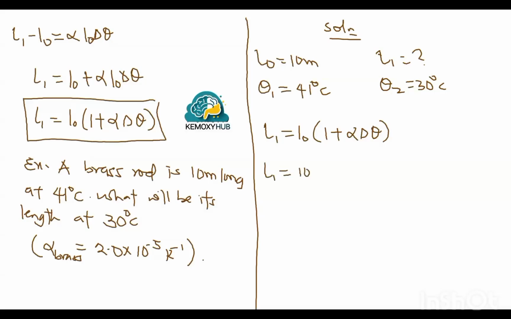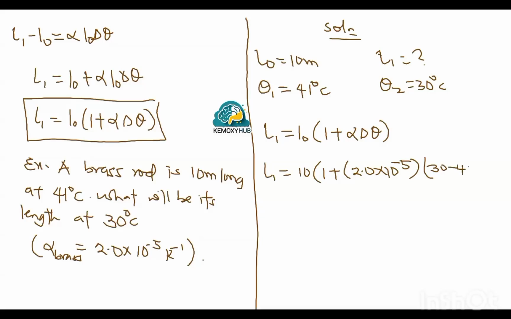L1 equals L naught, which is 10, open bracket 1 plus alpha, which is 2.0 times 10 raised to minus 5, then change in theta, which is theta 2 minus theta 1, that is 30 minus 41. So this will be 10 into bracket 1 plus 2.0 times 10 raised to minus 5 times, 30 minus 41 is minus 11.